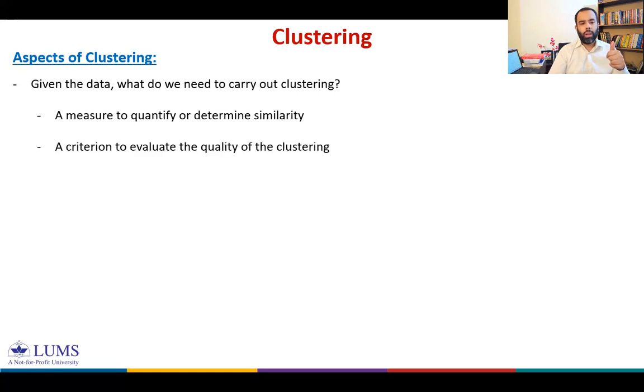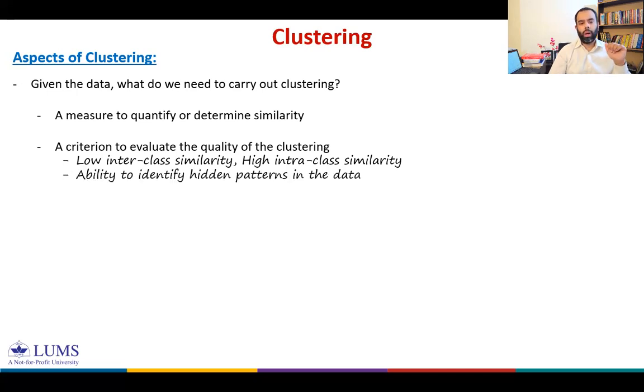We need to define a criterion to evaluate the performance of clustering, to evaluate the quality of clustering. Some simple criterion could be that we should have low inter-class similarity and high intra-class similarity. This could be one way to measure the performance of clustering. We can also use the ability of clustering to identify hidden patterns in the data. So this can also be used as a measure to evaluate the quality of clustering.